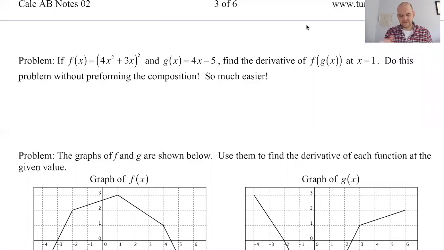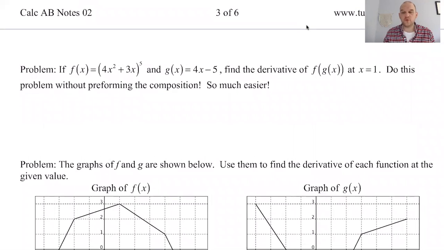All right, we're in Calc AB Notes 2, talking about page 4. We're doing the chain rule. And this is a really interesting question, I think.